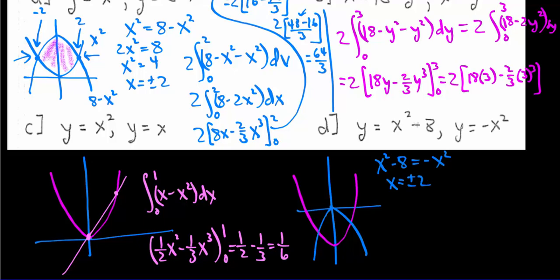And once again, there's symmetry involved in this. So here's what I'm going to do. I'm going to go 0 to 2 and double this. I'll take the top function, which is negative x squared, and I subtract the bottom function. So with these, we're always taking the top function minus the bottom function, even if they're both underneath the axis.